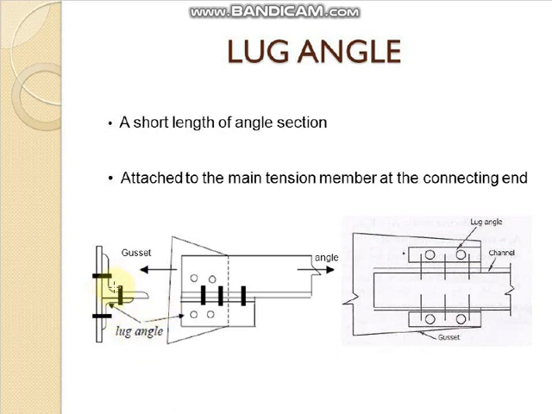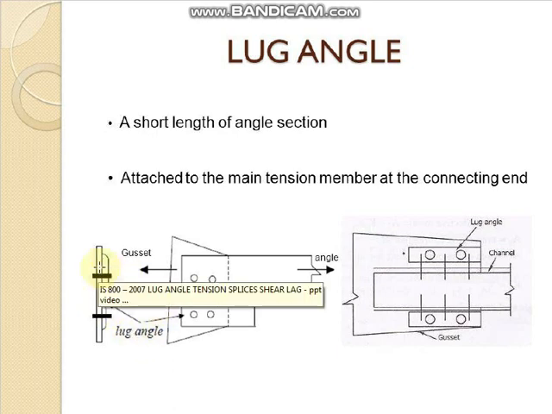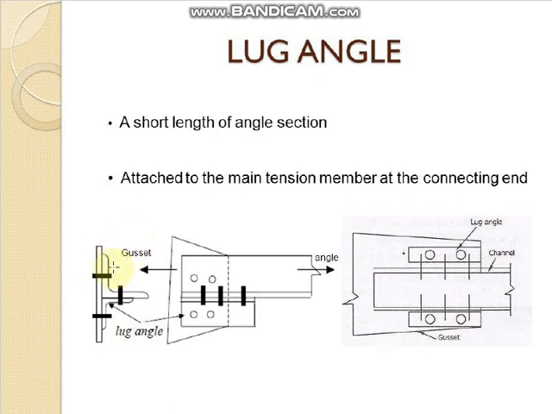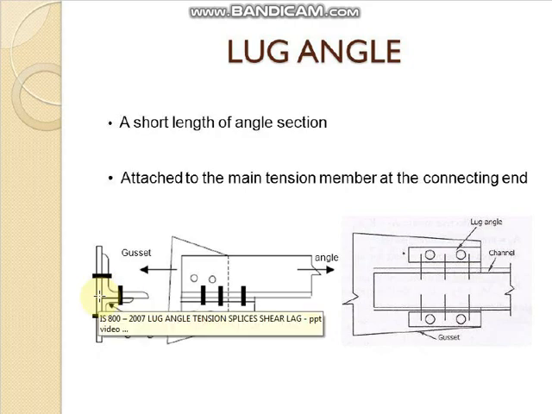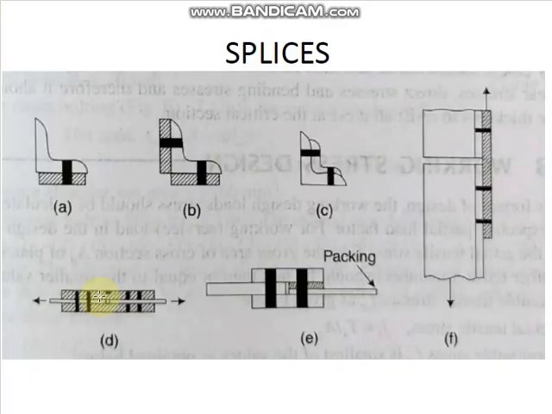Here, this angle section is connected to gusset plate. Because of the load, to reduce the length or size of the gusset plate, lug angle is provided. It is connected to the main angle and gusset plate. Second type of member is splices.